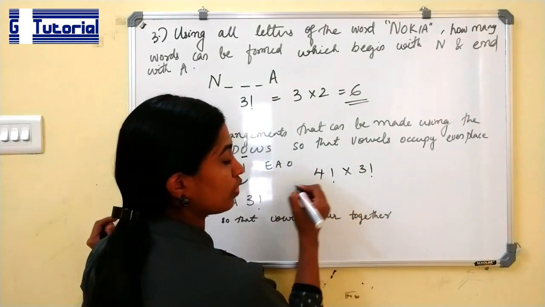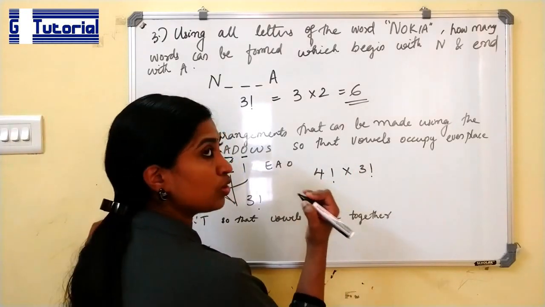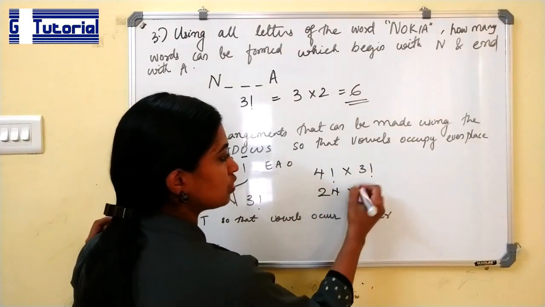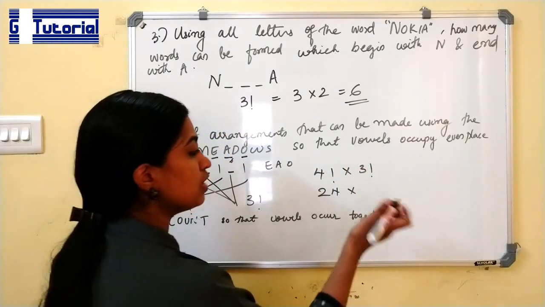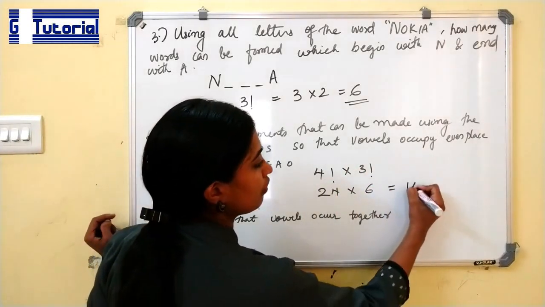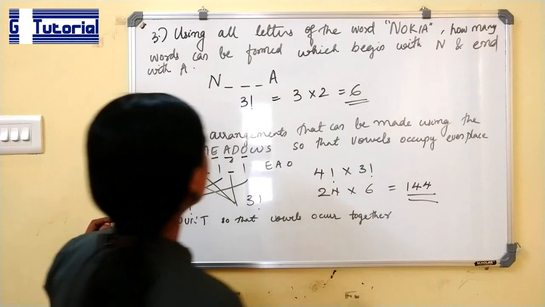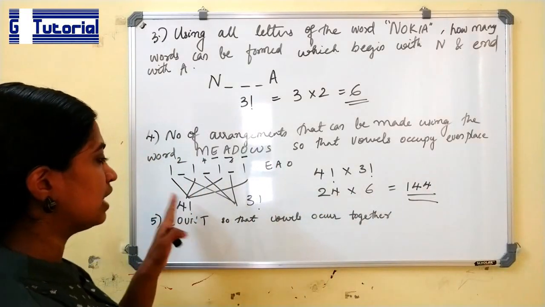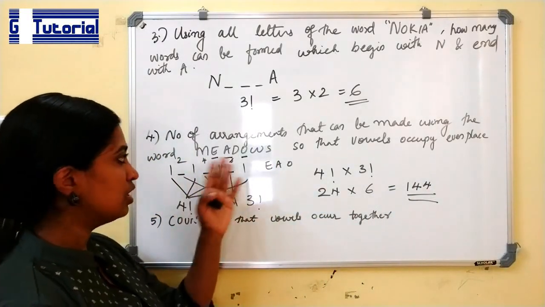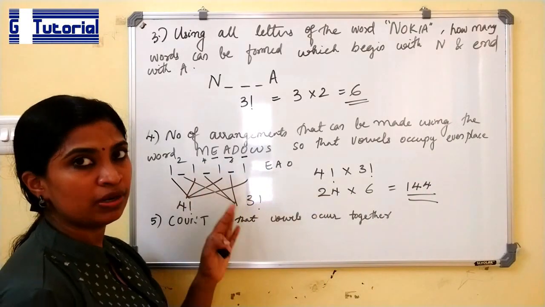4 factorial is 4 into 3 into 2 into 1, 12 2s are 24. Into 3 factorial, which is 3 into 2 into 1. 3 2s are 6. 24 into 6 is 144. So in 144 ways these letters can be arranged so that vowels occupy the even places.